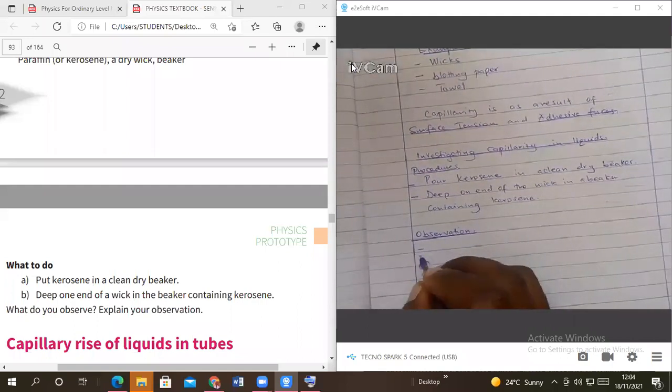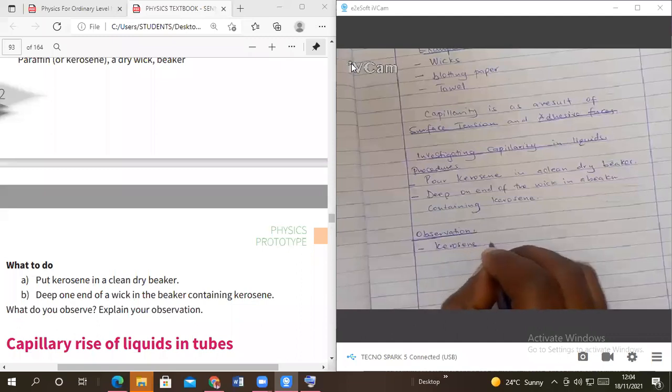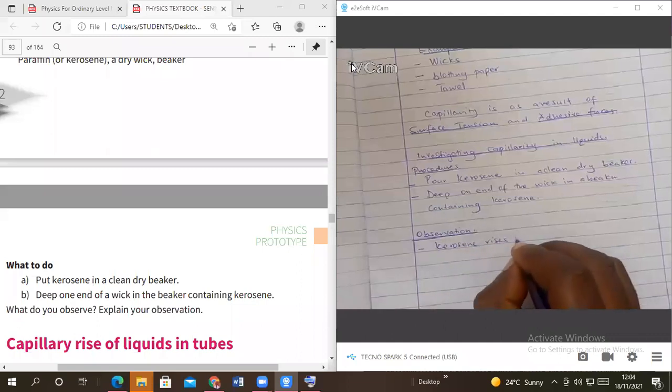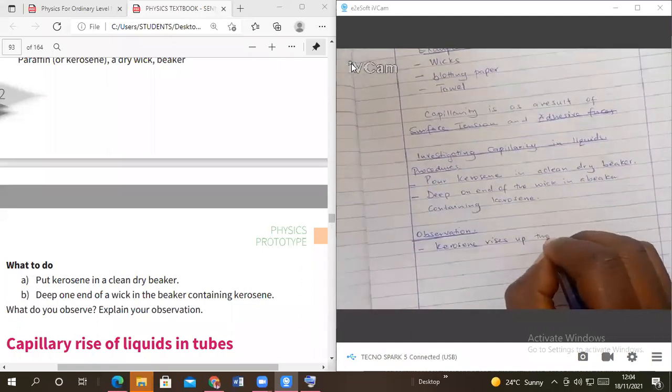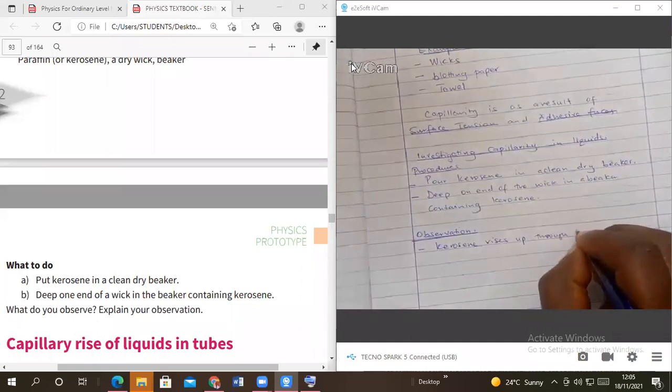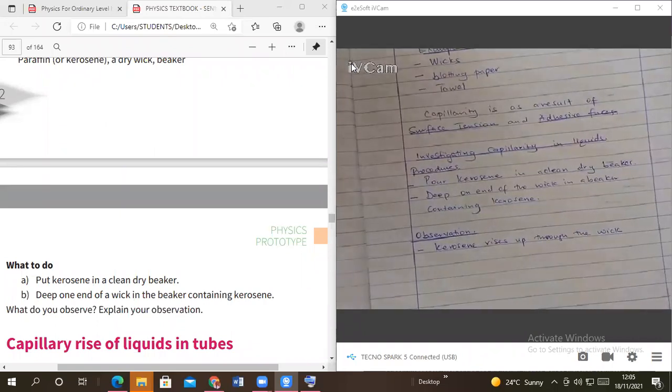Observation. Kerosene rises up through the wick. Is that true? That is true, isn't it? Kerosene rises up through the wick. That's what we observe.